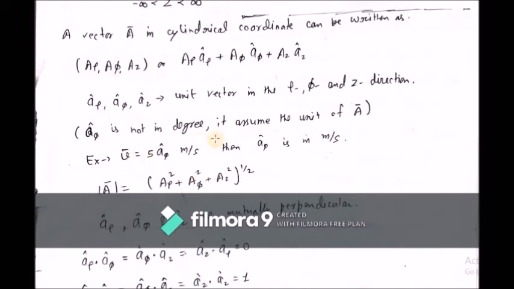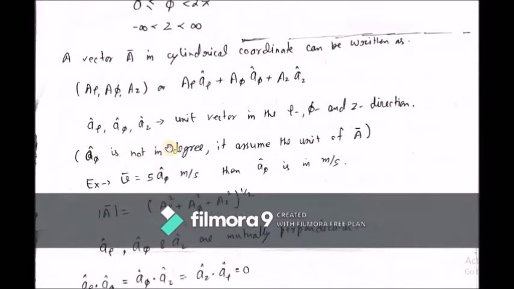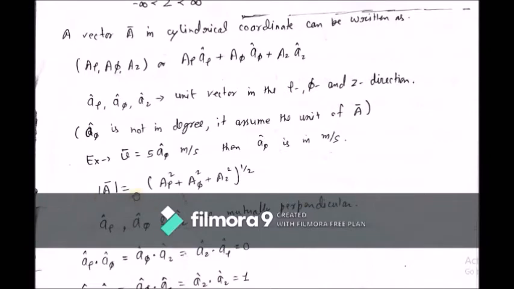Now here one must be cautious about the fact that for the coordinate phi, this a phi, it is not necessary to have degrees. A phi assumes the unit of vector A. For example, suppose I am provided with a vector V which is 5 in the direction of a phi meter per second, then here this a phi is in meter per second, and the magnitude of the vector A will be the square root of A rho square plus A phi square plus Az square.